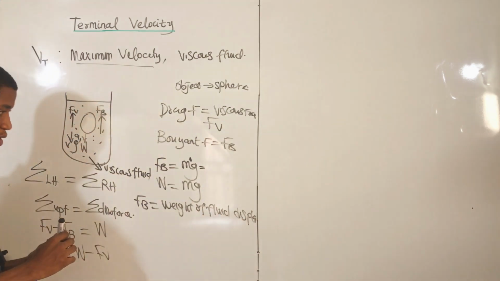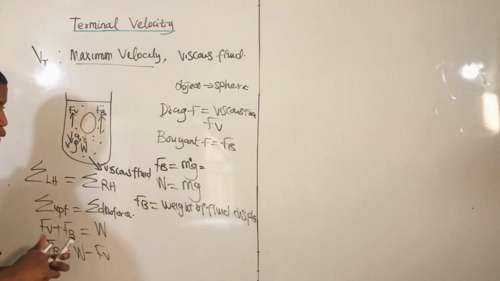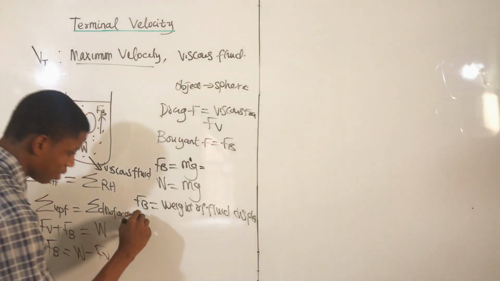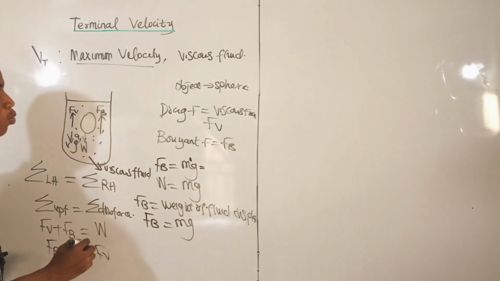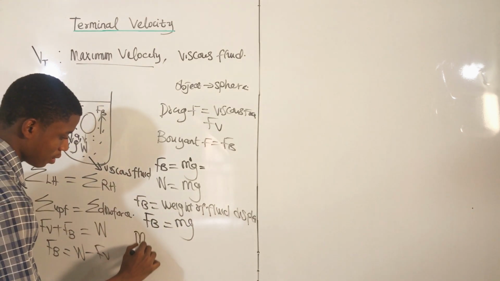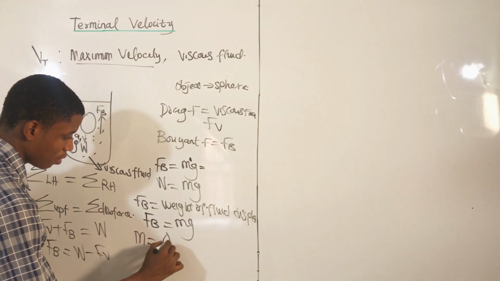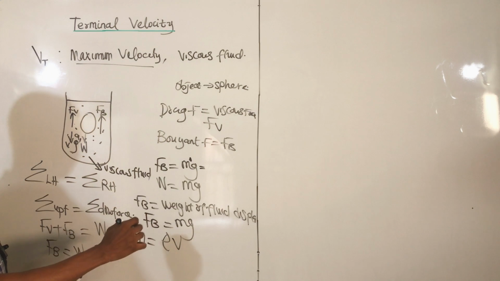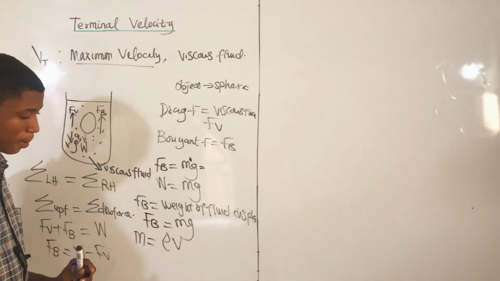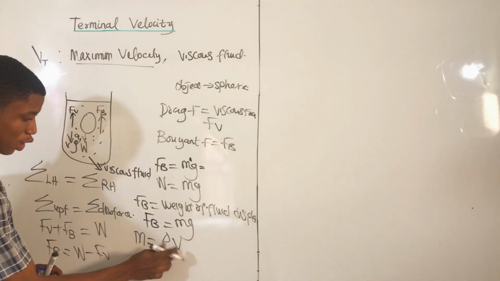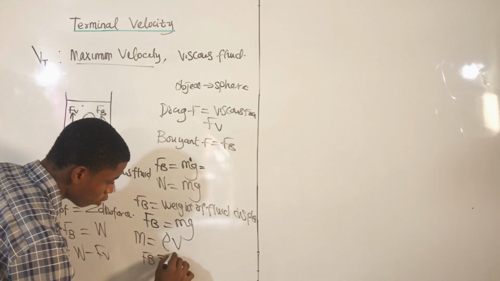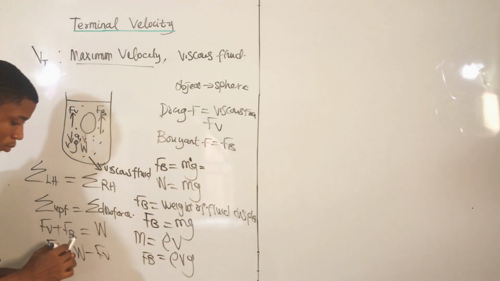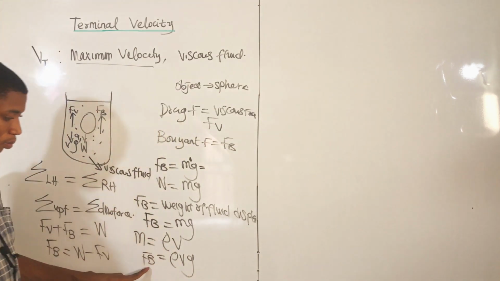Of course, very important concept. And that weight of the fluid displaced can be expressed in terms of mg, but we should know that mass is density multiplied by volume, from the concept that density is mass over volume, right? So of course, if you substitute that value, FB is equal to rho V g for the buoyant force.